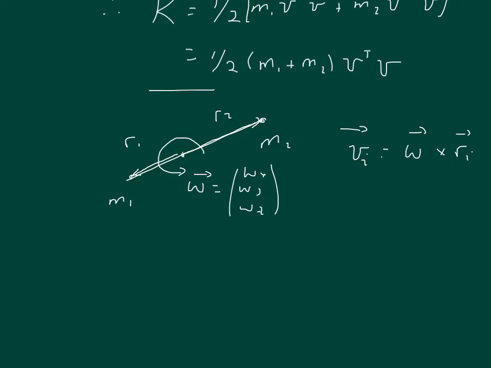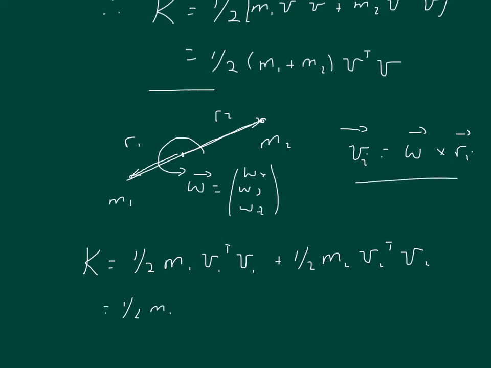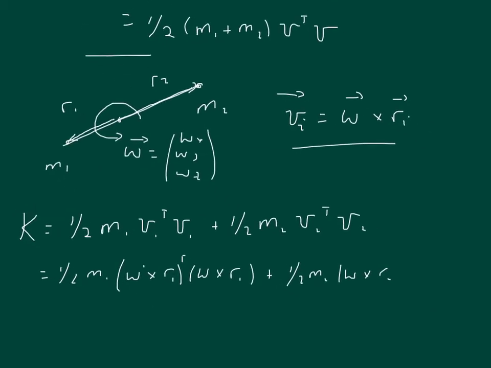Therefore, the total kinetic energy is going to be 1/2 m1 V1 transpose V1 plus 1/2 m2 V2 transpose V2. And now if we substitute in from this expression, we have 1/2 m1 (omega cross R1) transpose (omega cross R1) plus 1/2 m2 (omega cross R2) transpose (omega cross R2).